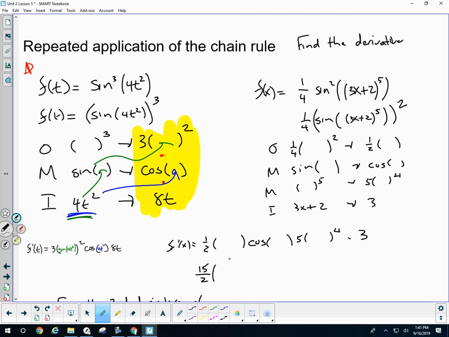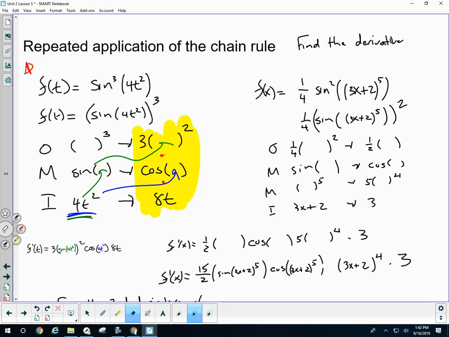All right. What goes in here? The sine of (3x plus 2) to the 5th. What goes inside the cosine? The (3x plus 2) to the 5th. What goes into the 5 to the 4th? The 3x plus 2. Finish off with the 3. I already did the 5 times the 3.